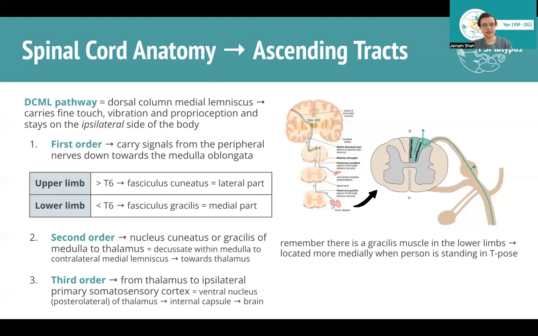Okay. The second order neuron then goes from these sections, the nucleus cuneatus or gracilis of the medulla, to the thalamus. So that decussates within the medulla to the contralateral medial lemniscus. In other words, it crosses over and then it goes up towards the thalamus. And then that third order neuron from the thalamus goes to the same-sided primary somatosensory cortex. And again, when I say same-sided, I mean in relation to the thalamus, right? So it's on the same side there. But overall, it actually goes over to the opposite side of the brain. And specifically it goes through the ventral posterolateral nucleus of the thalamus, through the internal capsule, again, internal capsule, super important, to the brain.